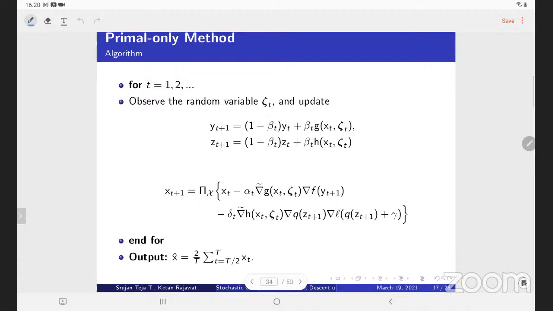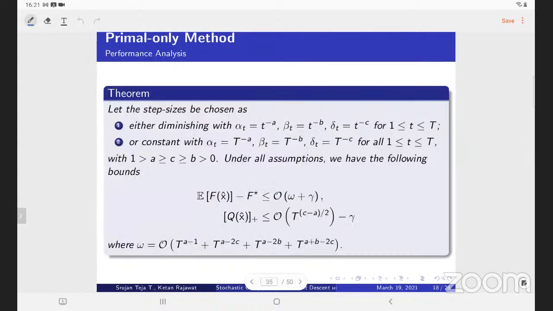This is the main update. So here, if you see, this update is going in a descent direction, which can be tuned. So it goes in the negative gradient direction of the objective as well as the negative gradient direction of the penalty function, so that it does both jobs. So this is the algorithm. Now I state the final theorem.